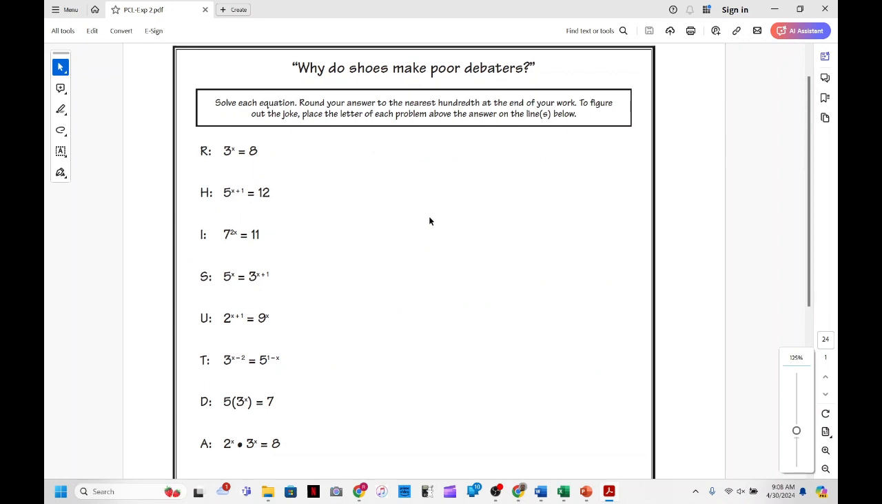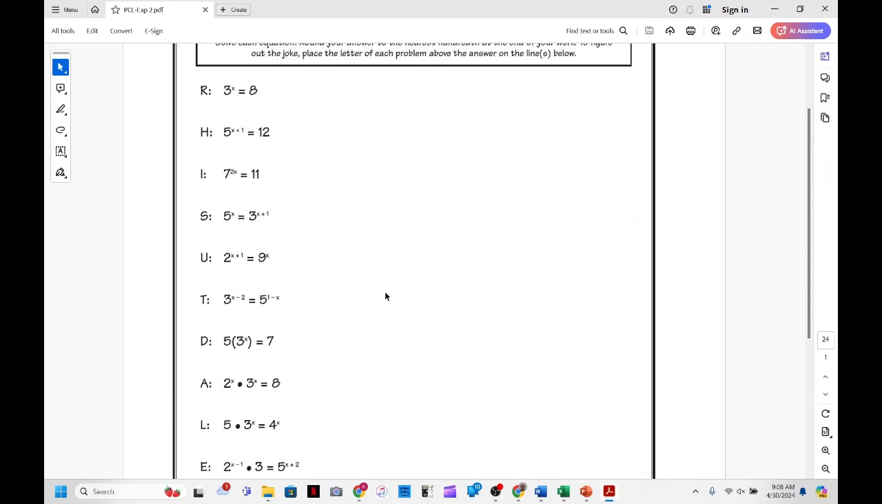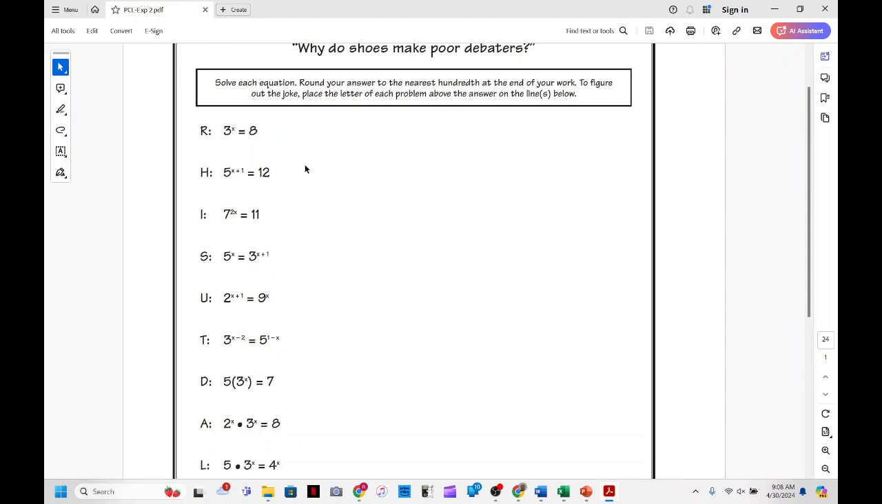For our puzzle, we're trying to solve the riddle of why do shoes make poor debaters? And then we have these different equations we have to solve, rounding our answer to the nearest hundredth if necessary. When we get an answer to one of these letters, we're just going to put it above the blank that has the number involved. You also might notice that some of these numbers get repeated, like this -1 gets repeated, and there's some others. So expect to use some of these letters multiple times after you solve this. With all that said, let's go ahead and start solving.